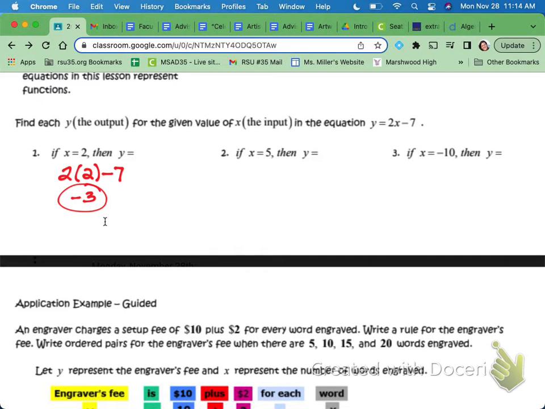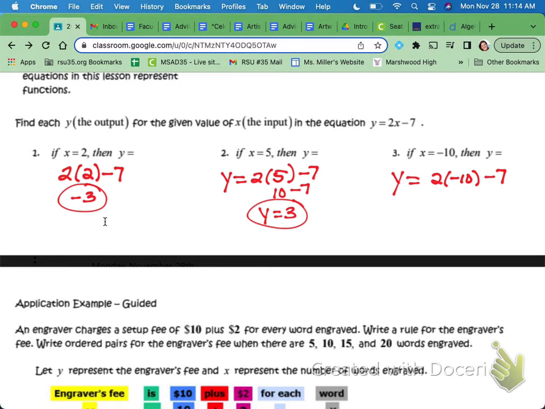If I input 5 for my x, y would equal 2 times 5 minus 7. So 10 minus 7. So y would equal 3. If I plug in -10 for x, so 2 times -10 minus 7 is -20 minus 7. So y would equal -27.